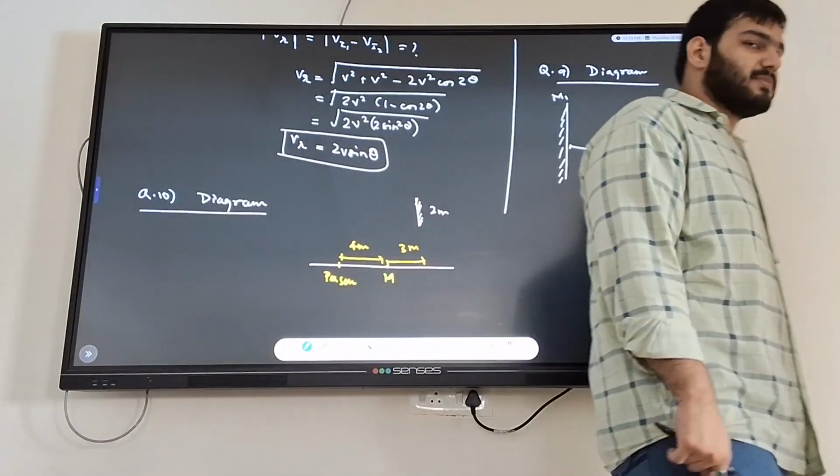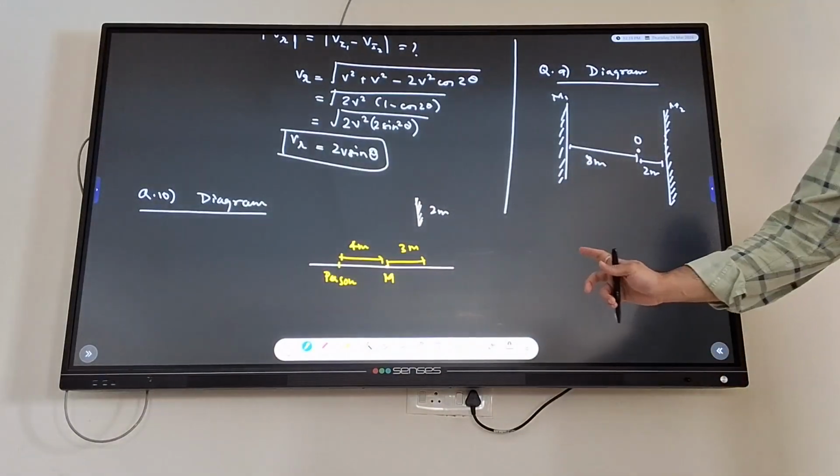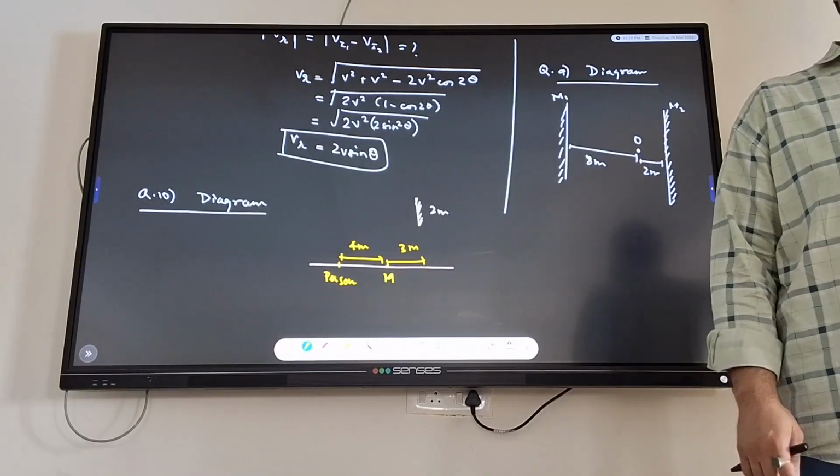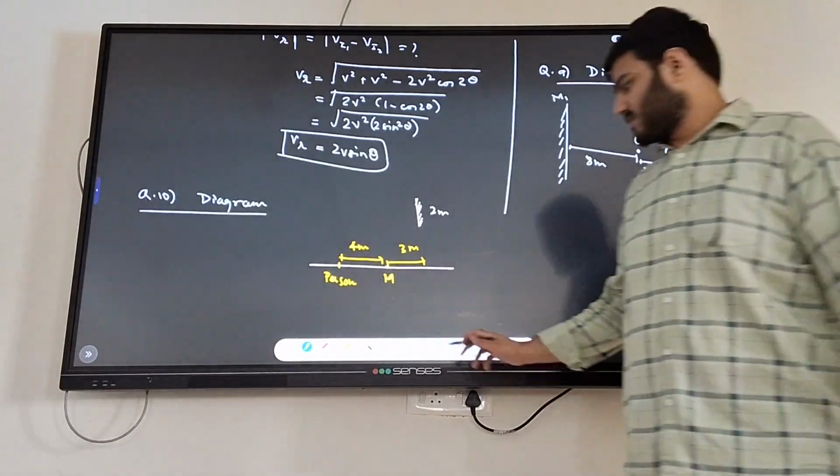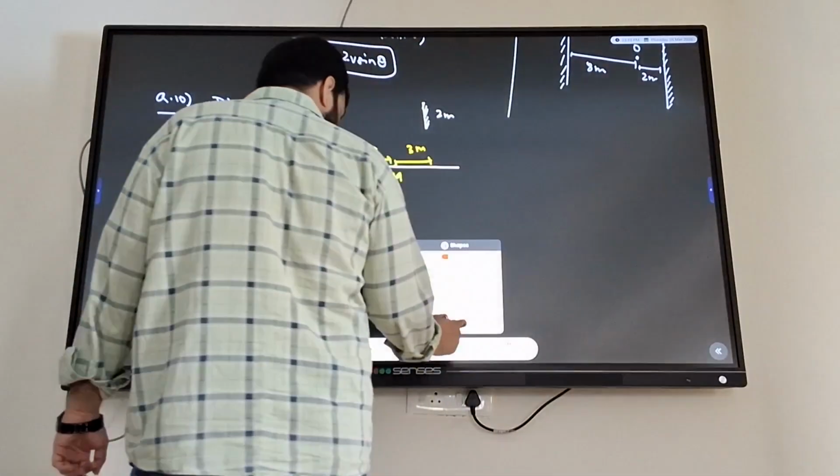Then let's start with something new now. We are done with the discussion of reflection in a plane mirror. Now we will start with the discussion of reflection from a spherical surface.